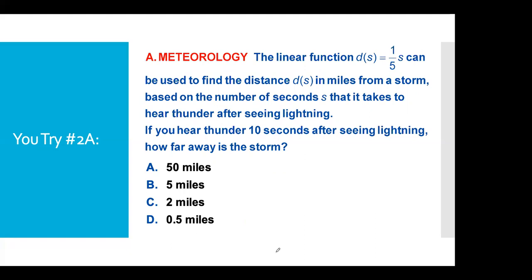All right, so looking at this one here, we have input 10. So we're going to do d of 10 equals 1/5 times 10. That equals 10 divided by 5, which equals 2. So our answer is 2 miles.